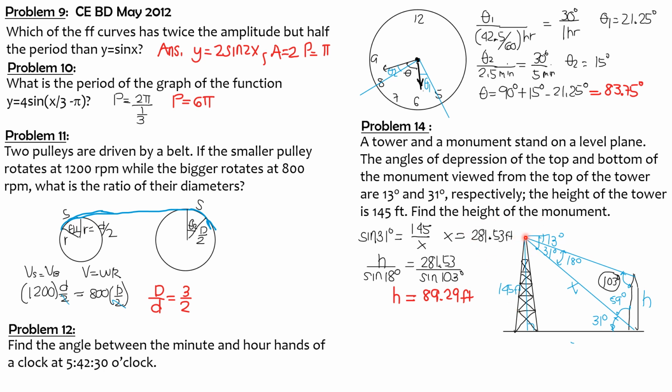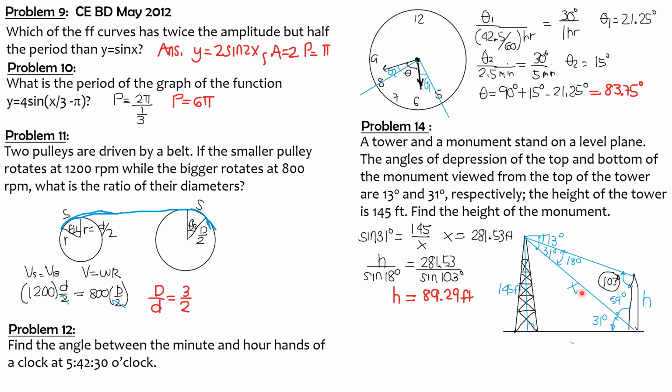So this is the tower, and the angles of depression of the top and bottom of the monument viewed from the top of the tower are 30 degrees and 31 degrees. So this is vertical, so that's a right triangle. We can solve this by isolating right triangles, but I will not do that. I'll just use the law of sines because it is perfect for sides. Now, if this is 31 degrees, take note that that's also 31 degrees. So this angle here is 90 degrees minus 31, so 59 degrees.